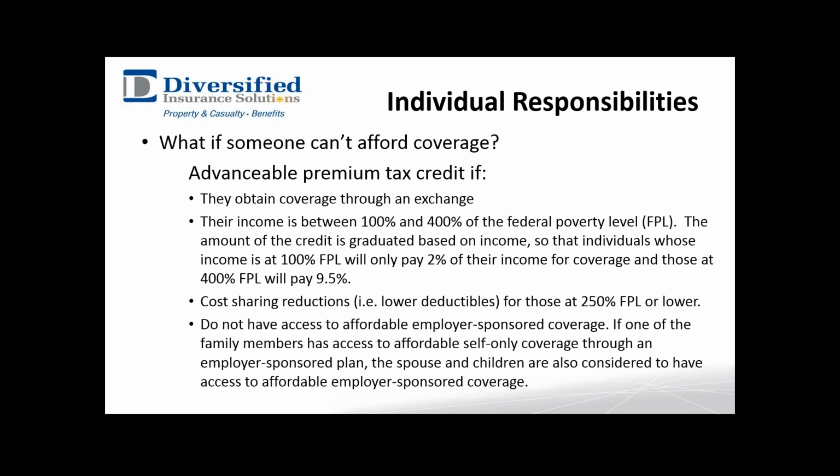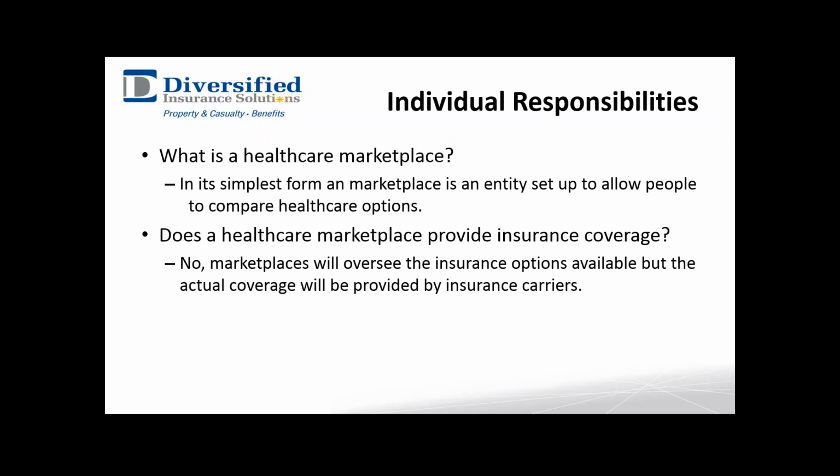And so this is an advanceable premium tax credit, meaning that if you were to apply today, you wouldn't have to wait until tax time of 2016 for 2015. If you were eligible for a premium credit, you would actually get that in advance, meaning that you would pay a reduced premium to the carrier, whatever the differential was between what your income says you should pay and the actual cost of the premium. We're going to get into that a little bit more as we go along here as well. So what is a healthcare marketplace?